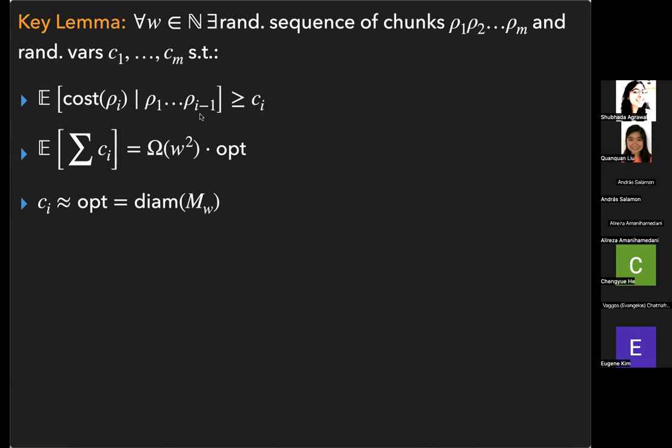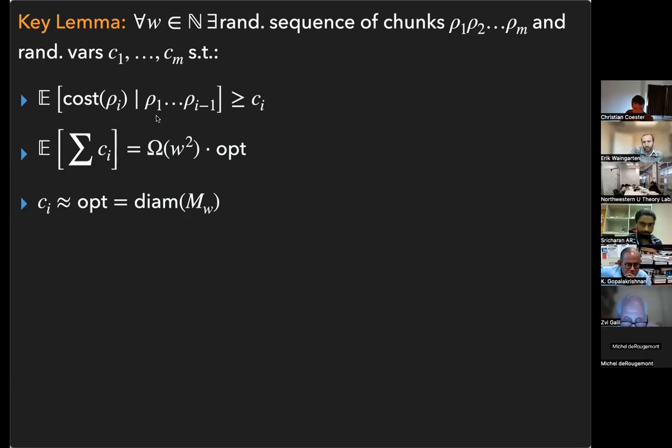So Ci is also a random variable, but it's some measurable function of these earlier random sequences. So we have a lower bound on the cost in each chunk, and the sum of these lower bounds in expectation is at least W squared times the optimal cost. If we have both of these together, then we just sum up the cost over all the chunks, and we would get this W squared lower bound, which would then imply overall a lower bound of log n squared, because we said that n is 6 to the W, so W is log n.